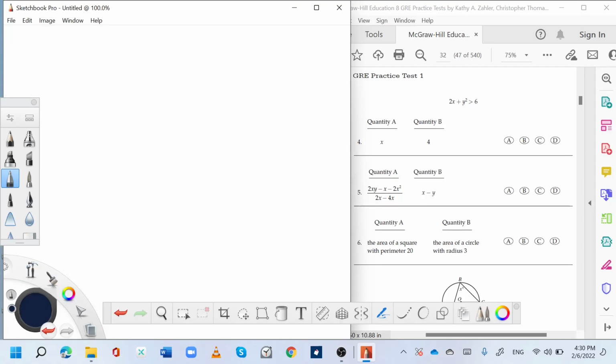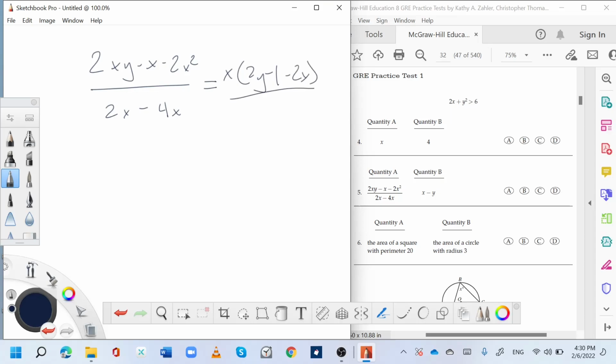Some rational expressions here. You've got just regular quantity A and quantity B, 2xy minus x minus 2x squared over 2x, minus 4x. We're going to simplify. Let's factor out an x on top, so we're going to get x times 2y minus 1 minus 2x. And then that's all over negative 2x, because 2 minus 4 is negative 2. And so then we can get rid of the x on the bottom and the top there, and we can also then get rid of the negative 2. And we're going to end up with negative y.